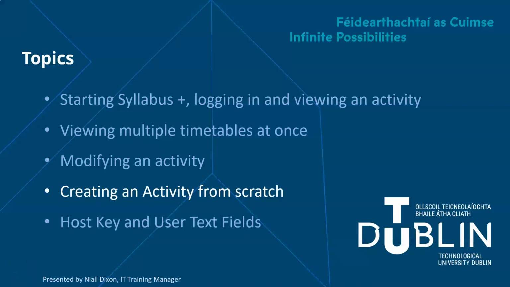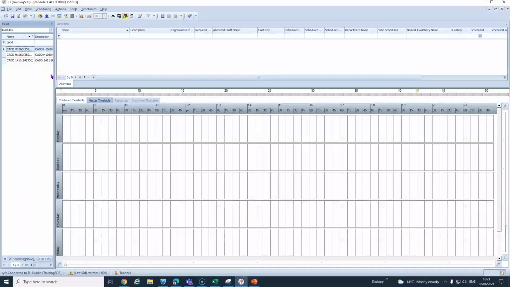This short video will show you how to create an activity from scratch. I'm in the module view at the moment, and I have a new module here that I wish to place some activities into. Currently there is nothing there. So we begin by clicking on the actual module itself, and then we go to the edit menu and choose create activity, the first option there in that list.